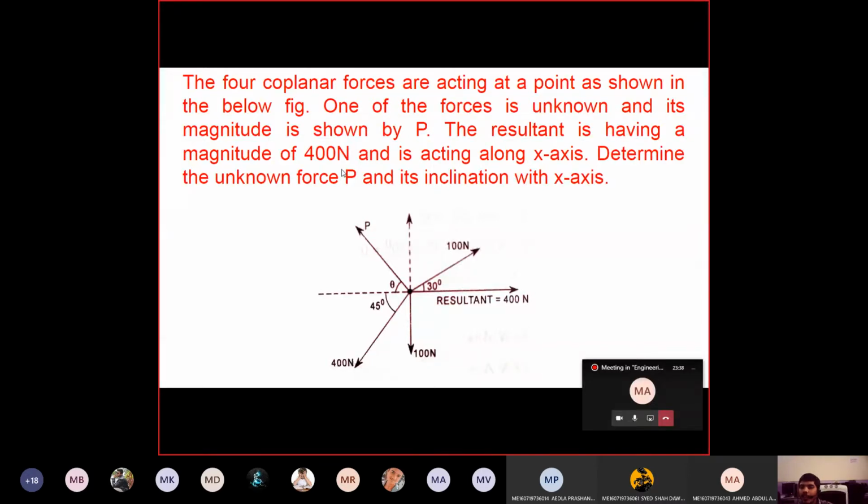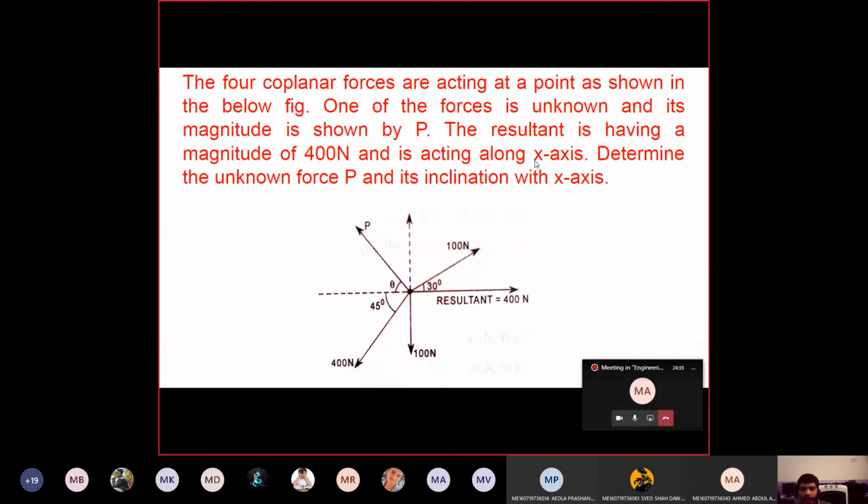The resultant is having a magnitude of 400 Newton. What is the resultant of this force system? The resultant of the force system is 400 Newton. Listen, try to understand this point. Till now we have solved problems to calculate the resultant. Now, in this problem the resultant is already given. Whenever we calculate the resultant, you have to calculate the magnitude of the resultant force as well as the direction, meaning the alpha value or theta value. But in this case, it is clearly mentioned that the resultant has a magnitude of 400 Newton and is acting along the x-axis.